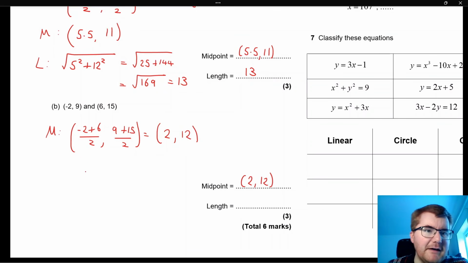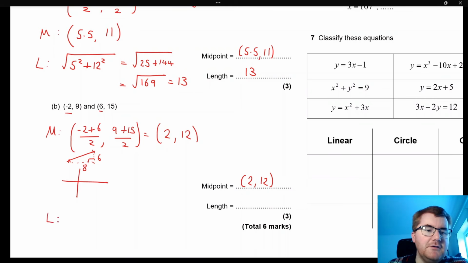Again, we can do a little diagram just to see exactly what's going on here. So we've got minus 2 and 9, so that's up here. And then we've got 6 and 15, so that's over here but up here as well. So working out again this line segment, the difference between minus 2 and 6, be careful here, that's going to be equal to 8. The difference between 9 and 15 is going to be 6.